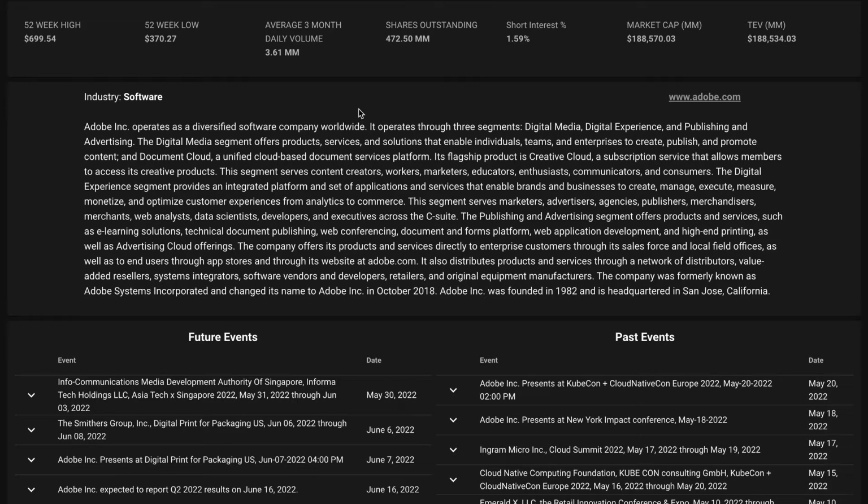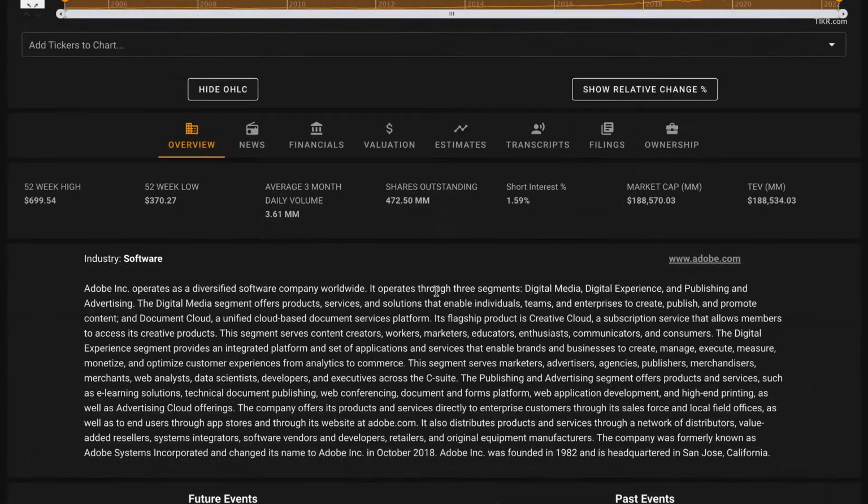The company was formerly known as Adobe Systems and changed its name to Adobe Inc. in October of 2018. Adobe Inc. was founded in 1982 and is headquartered in San Jose, California. So with that background about what Adobe does as a business, let's get right into our fundamental stock analysis.